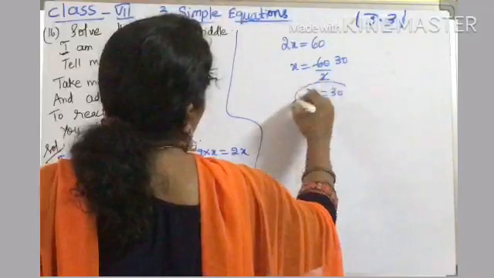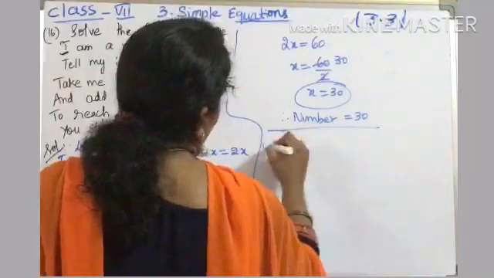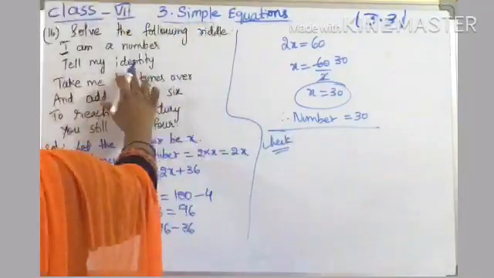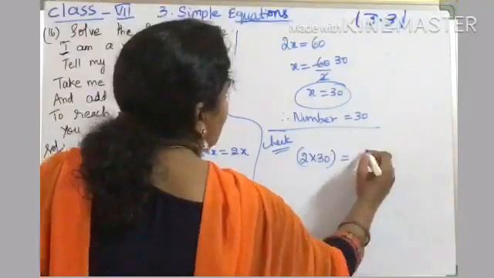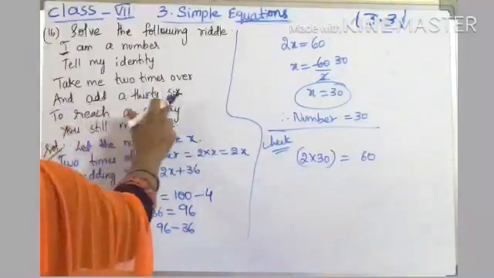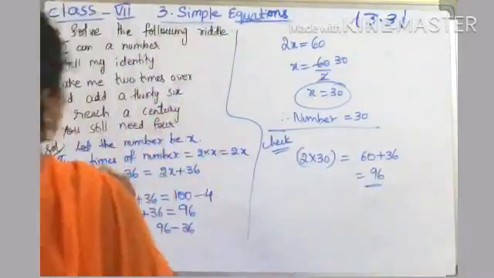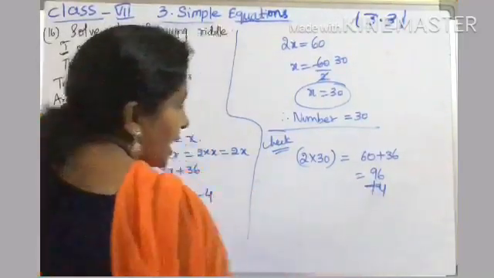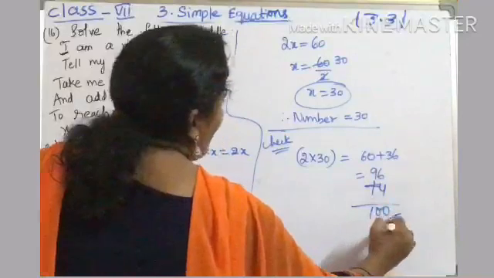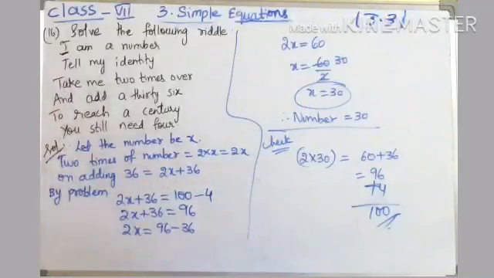So what is that number here? Therefore, the number is nothing but 30. See, you can check, children. 30 you got. Take 2 times over, means 2 into 30. How much are you going to get? 60. Okay. Now add 36 to that. For 60 you add 36, you will get how much? 96. Okay. To reach a century you still need 4, isn't it? So if you add 4 to 96, then you are going to get 100. So what is that number? What is that identity? 30. By this we completed 3.3, and we completed this chapter, simple equations.